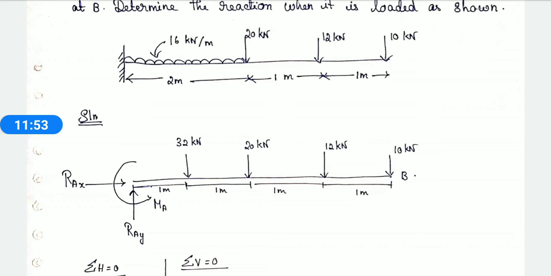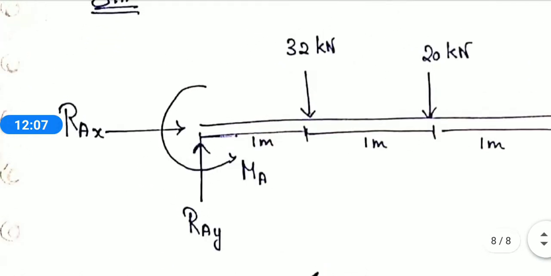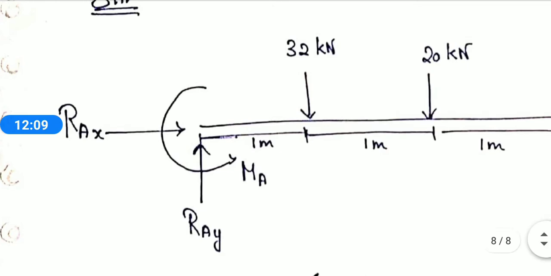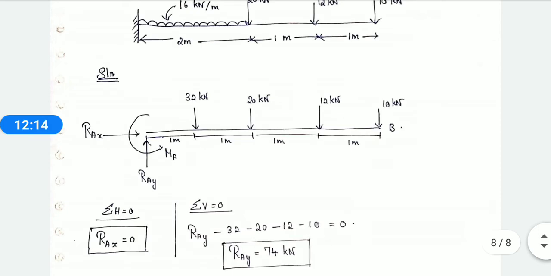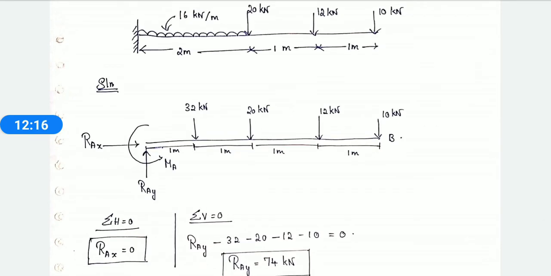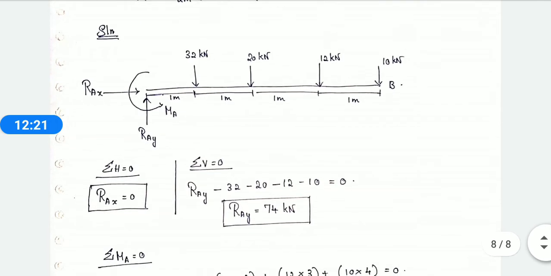To convert your UDL into point load, W into L, that is 32 kilonewton acting at the center. Same 20, 12 and 10 kilonewton, but the only unknown parameters are your RA in x direction, RA in y direction, and your moment. These are the three things you have to calculate. Three conditions we have, that is summation of horizontal, summation of vertical, and summation of moment. When you do horizontal, it will directly conclude your RAX value will be equal to 0.